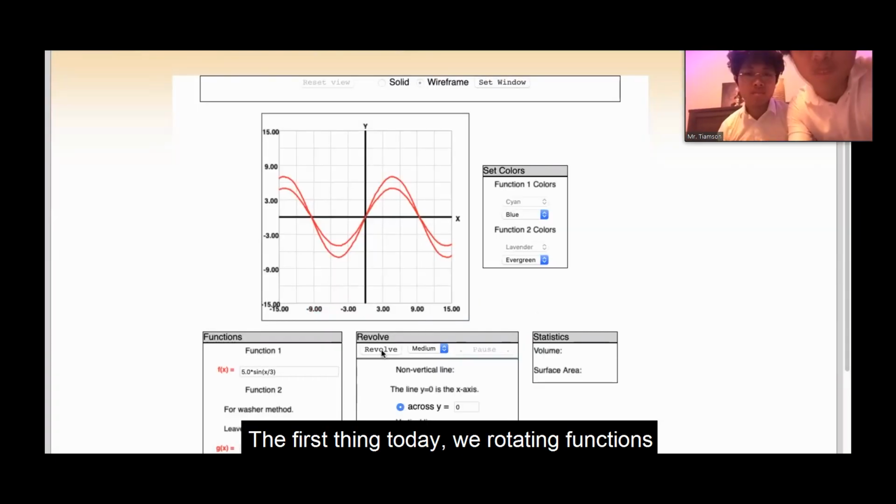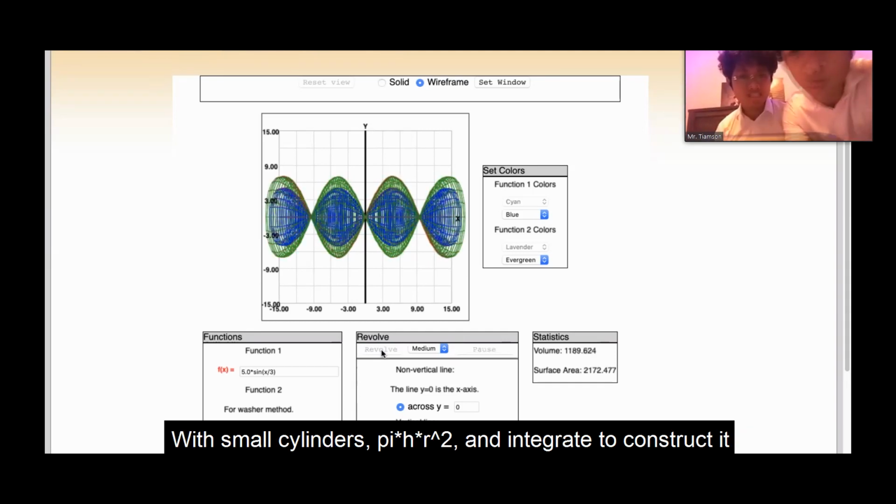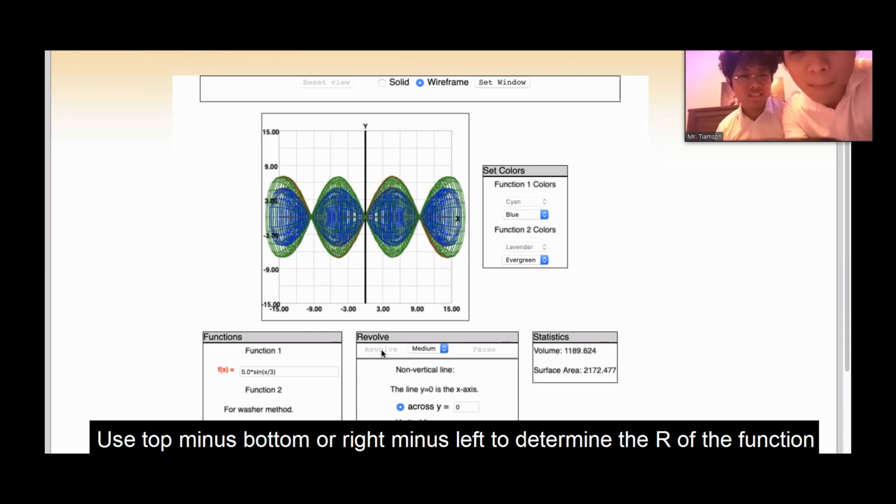The first thing today, we're rotating functions. Spin this like a disc, like our radius. It's simple with this introduction. With small cylinders, pi h times r squared, and integrate to construct it. Use top minus bottom or right minus left to determine the r of the function.